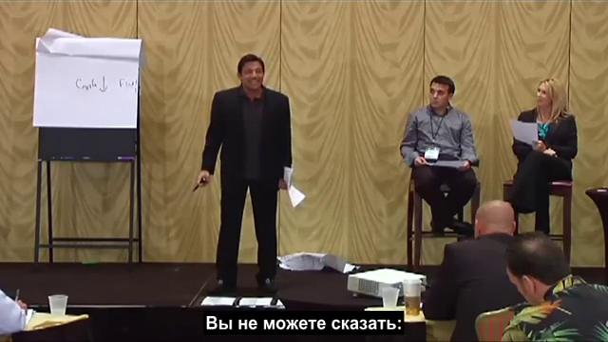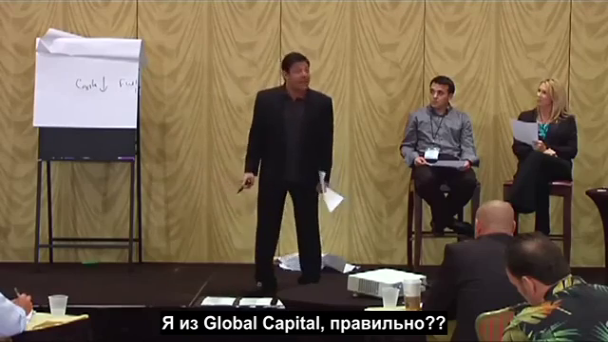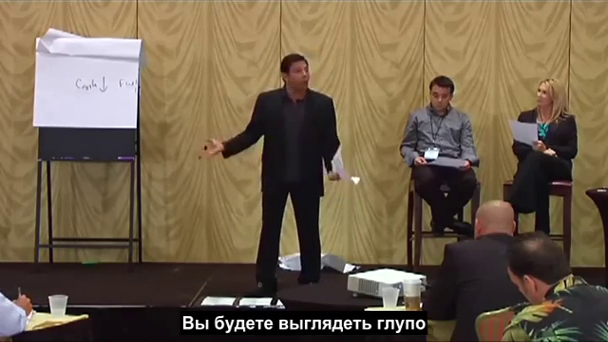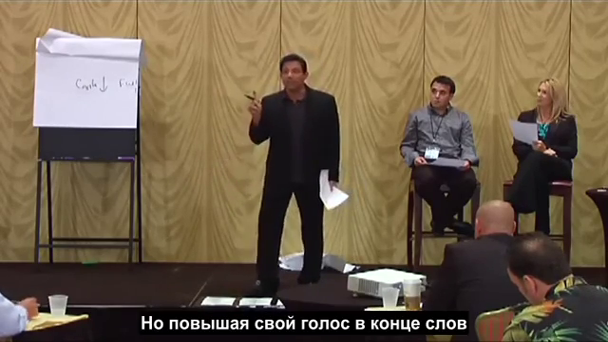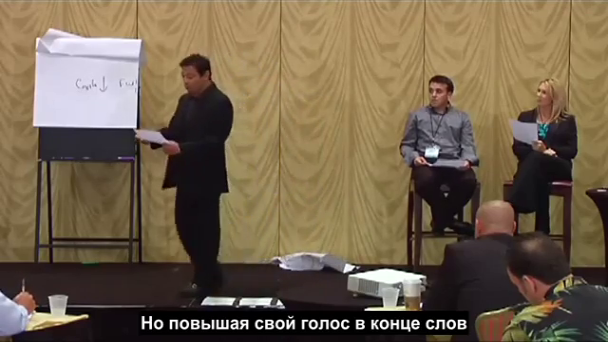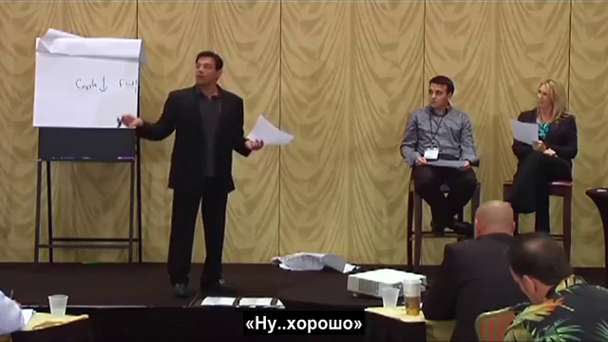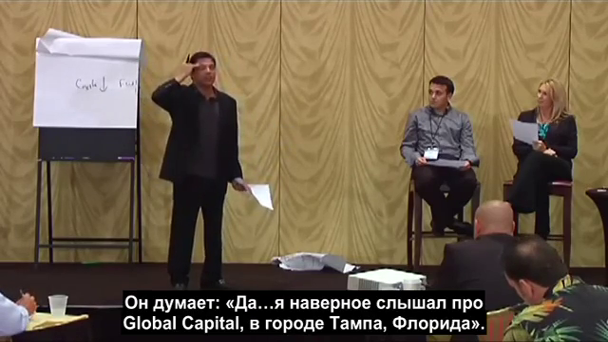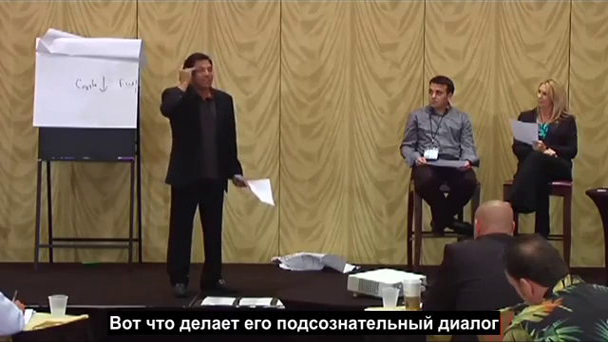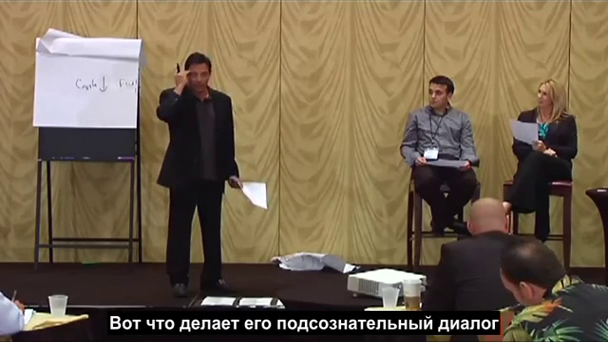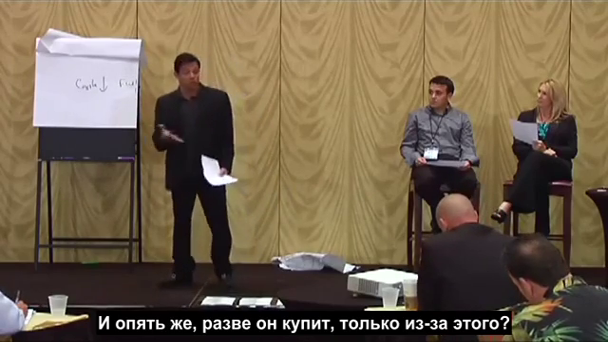Now, you can't say to the guy, I'm from Global Capital, right? You seem like a fool. But by raising your voice up at the end of the words, watch, you're inferring 2 micro-agreements in one sentence. You're saying, Global Capital in Tampa, Florida? How's it going today? He's like, okay. You short-circuited his, he said, yeah, I guess I heard of Global Capital in Tampa, Florida. That's what his unconscious dialogue is doing now. It switches. Okay?